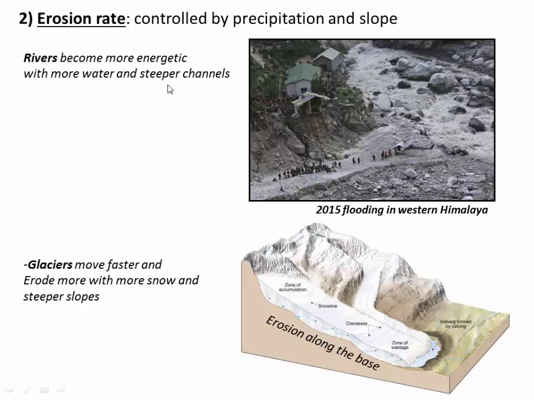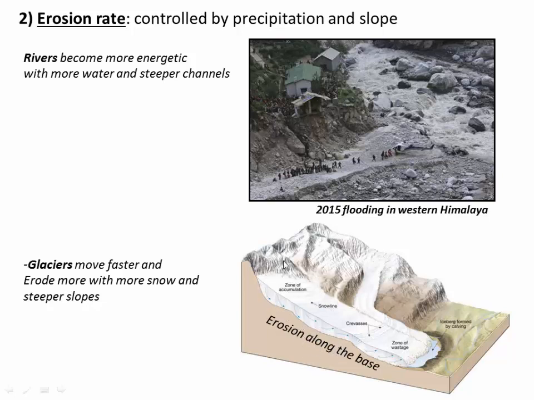Rivers become way more powerful when you give them a lot of water and steeper channels, just like is happening in this flood in the Western Himalaya in 2015. And glaciers are the same. They're essentially rivers of ice that are taking snow accumulating at their upper high elevation areas, turning it into ice, and that ice then flows like a river down the valley until it melts at the base of the glacier. And it's that flow of ice that drives erosion along the base of the glacier.